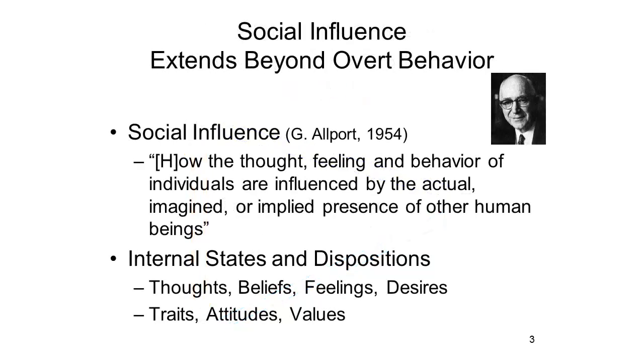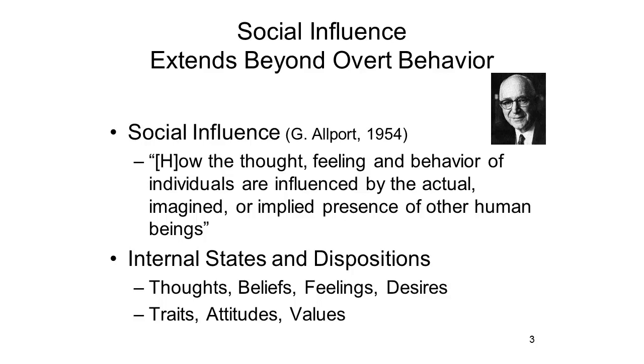The influence of the environment on the person is really just a continuation of the traditional social psychological literature on social influence. In the last lecture, we looked at the influence of the environment, especially the social environment, on the behavior of the individual. But Allport's definition of social psychology makes it clear that social influence extends beyond the individual's overt behavior to affect the individual's thoughts and feelings as well.